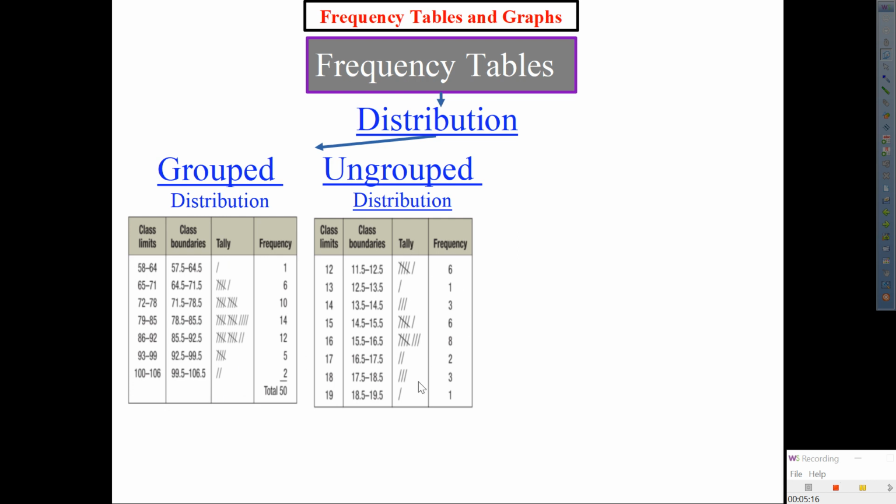Okay. Did anybody say anything in regards to the class? Talk it over again. Look at the class this time, and tell your neighbor the difference from the grouped to the ungrouped.